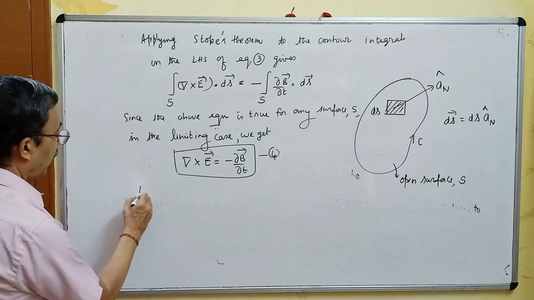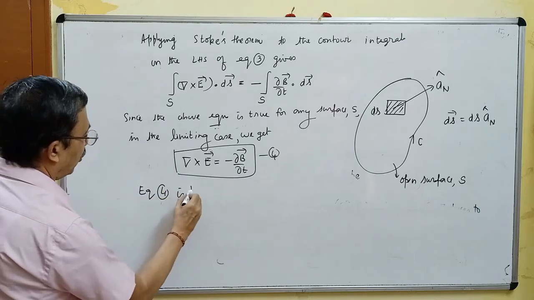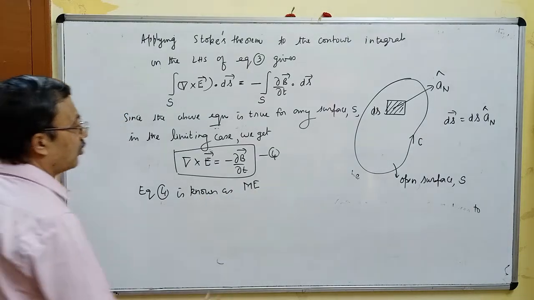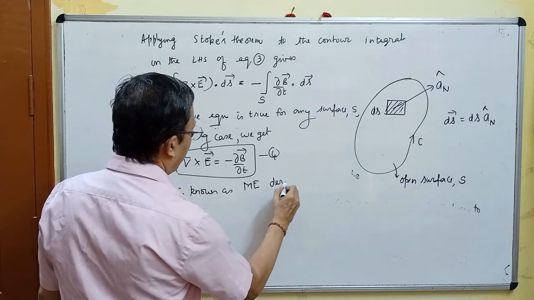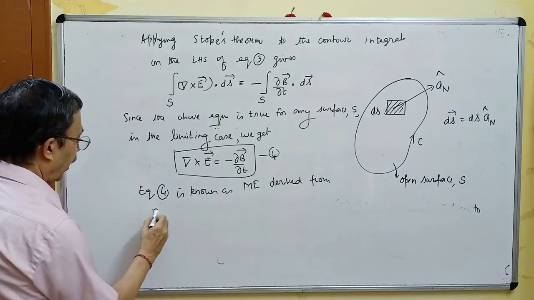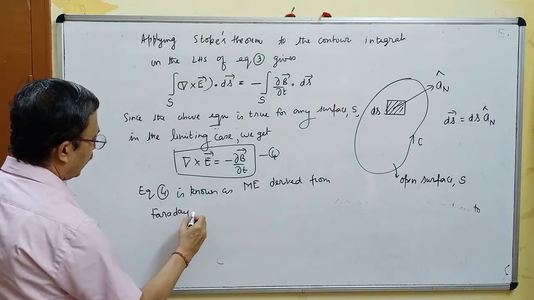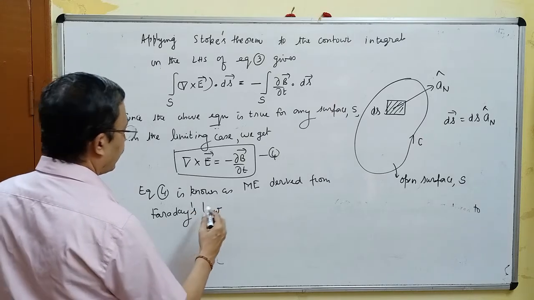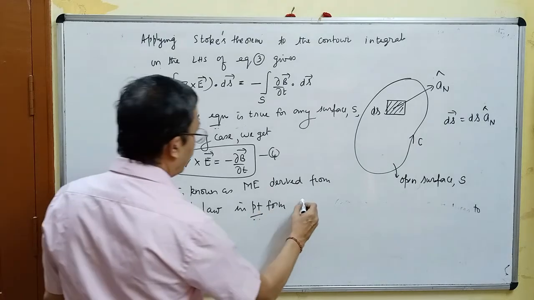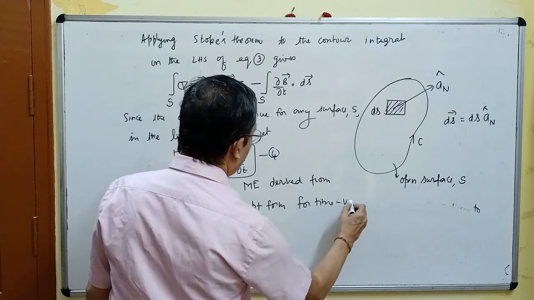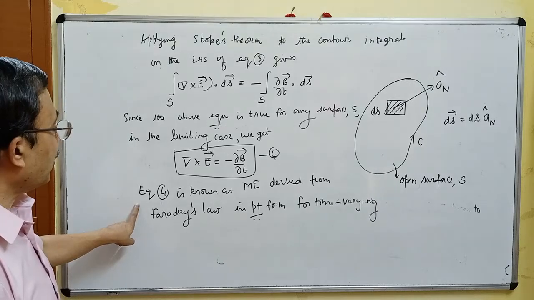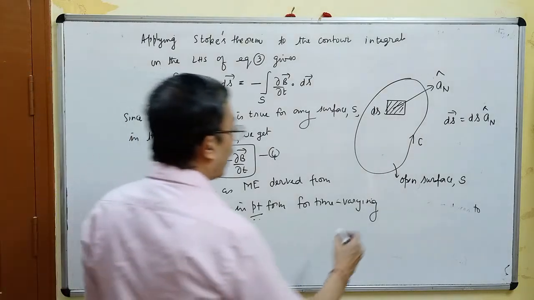Let me write. Equation 4 is known as ME, the short form for Maxwell's equation, derived from Faraday's law in point form for time varying fields. Equation 4 is known as Maxwell's equation derived from Faraday-Lenz's law in point form for time varying fields.